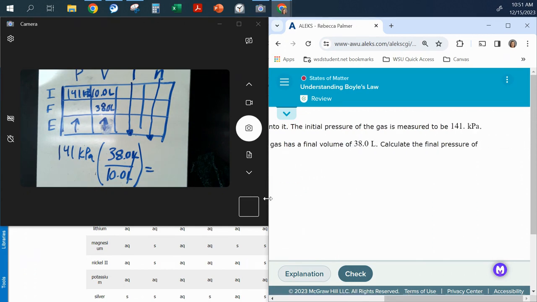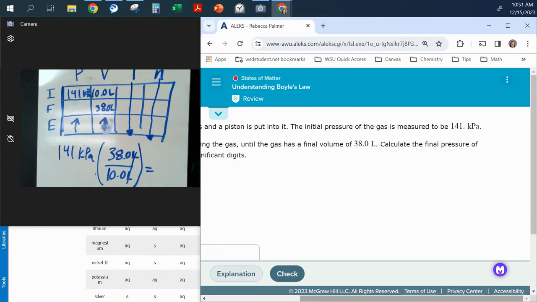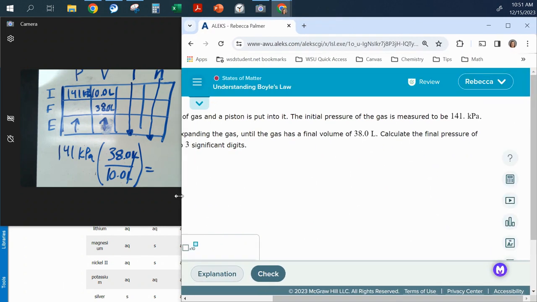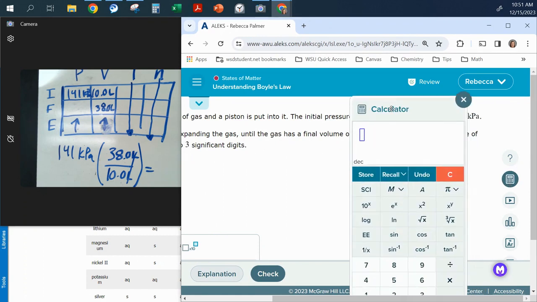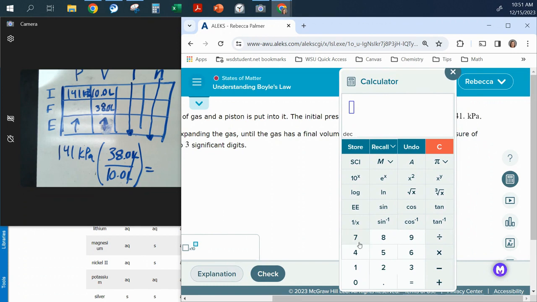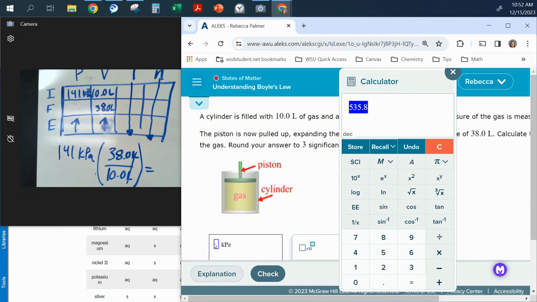So we just figured out what the pressure should be. And then we need our calculator to type that in. Can we get a calculator? So 141 times 38 divided by 10. This is our final pressure. And does that make sense? Did it go up? Yes, it went up. So that makes sense. Okay. And we need 3 significant digits. They all have 3. So 536 decimal. Okay.